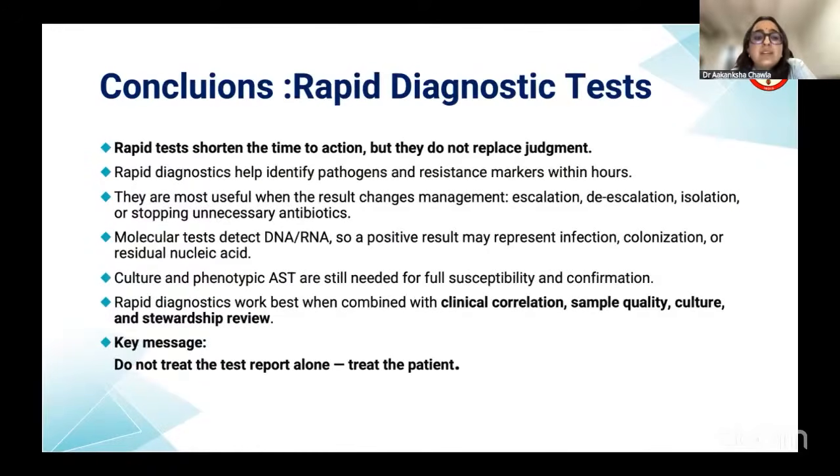Rapid diagnostic tests shorten the time to action, but they do not replace judgment. They help to identify pathogens and resistance markers within hours. They are useful when the result changes the management. Molecular tests detect DNA and RNA, so a positive test result may represent infection, colonization, or residual nucleic acid. So you have to correlate. Culture and phenotypic AST are still needed for full susceptibility and confirmation. And rapid diagnostics work best when there is clinical correlation, good sample quality, culture, and stewardship review.